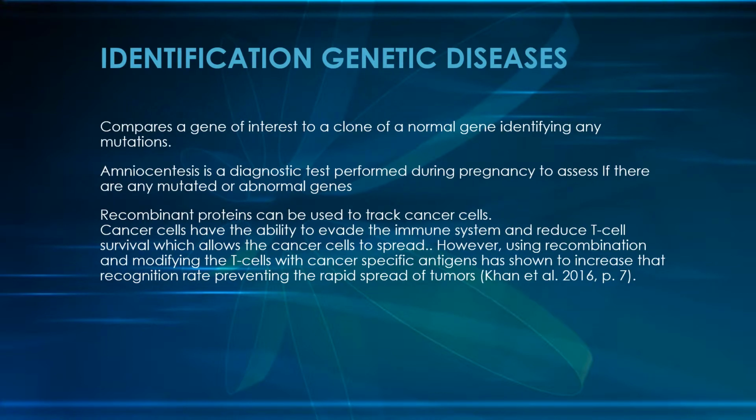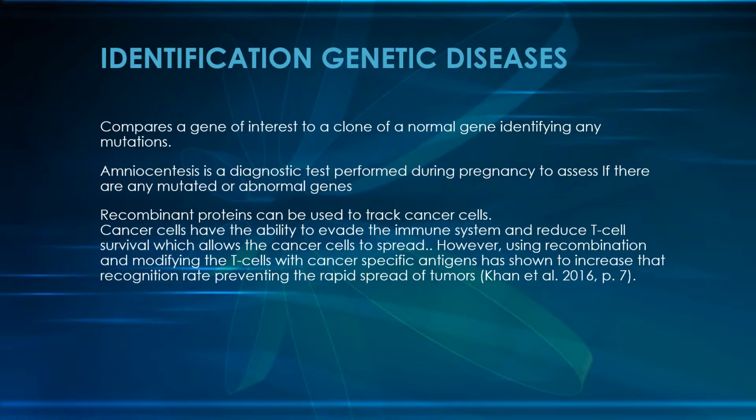Not only is it being used in the treatment of disease, but it's also being used in identification of genetic disorders and diseases. Recombinant DNA technology has improved the screening for genetic diseases by analysing DNA directly. By taking a gene and cloning it, scientists can compare the gene of interest to a cloned gene that is normal and identify any mutations that might occur. This technology is being utilised in the detection of genetic diseases in utero.